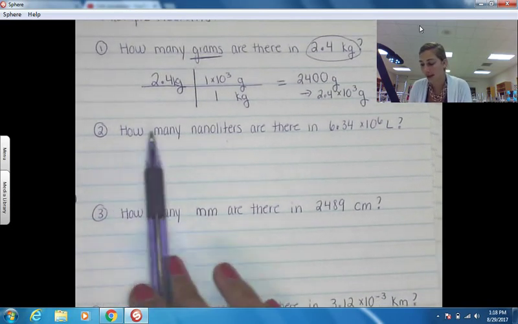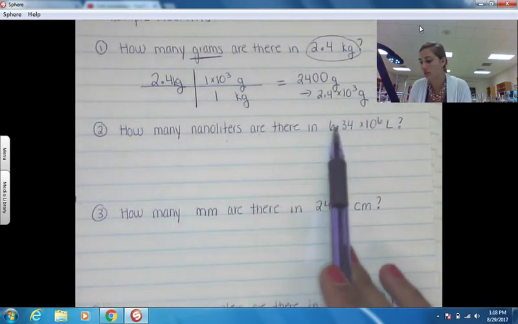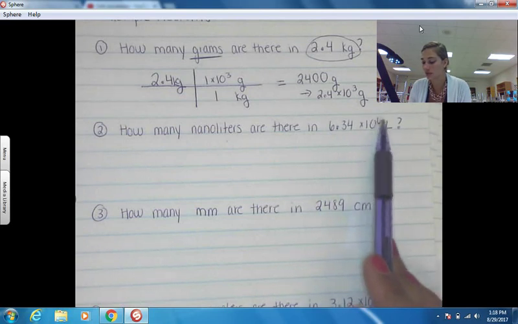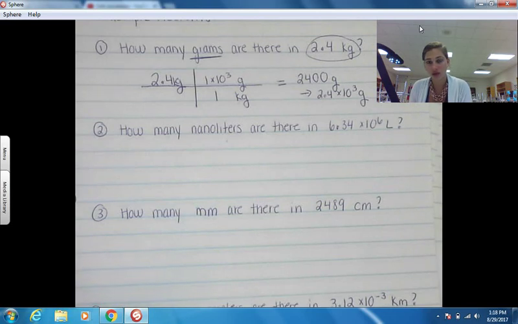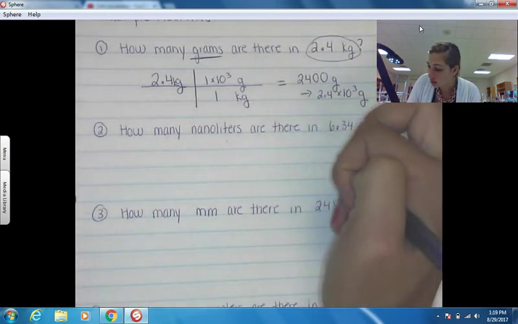We want to know how many nanoliters are there in 6.34 times 10 to the 6 liters. Remember, figure out what you are trying to figure out, where you are going. Then you want to say, is there a base unit in there? If there is, then it's only going to be one step. If there is not, then it would be multiple steps. I'm going to go ahead and put the answer up here to see if you can get my answer.